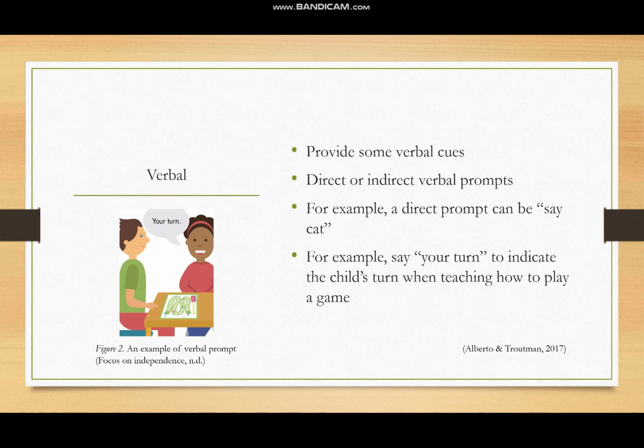Now we're going to talk about verbal. Verbal prompts provide verbal cues that direct the learner. It can be direct or indirect. For example here, during a game in which the teacher tries to teach the learner to take turns, she will say your turn to indicate the child's turn, which is a direct verbal prompt.